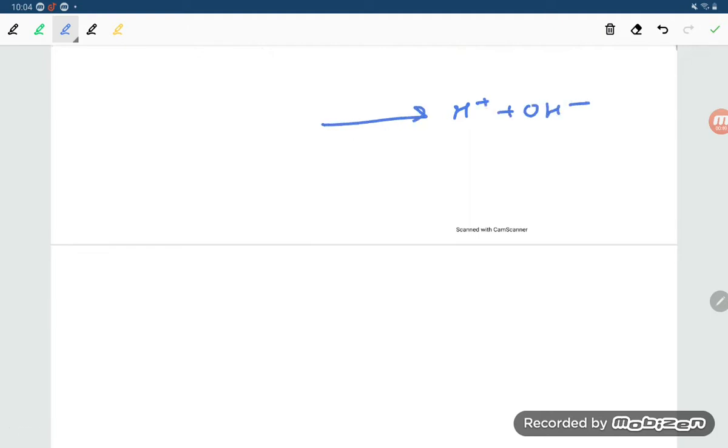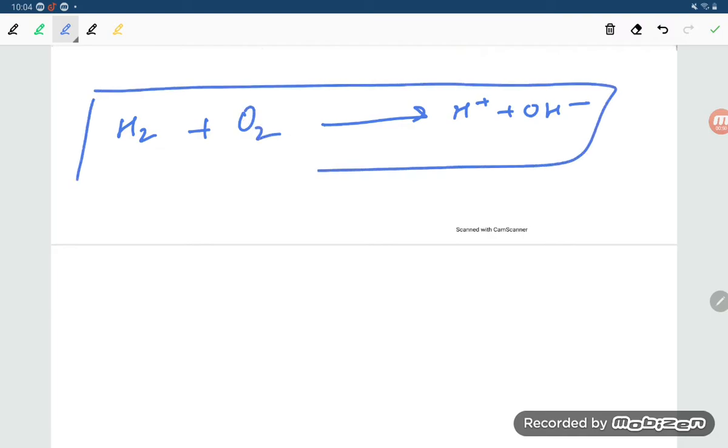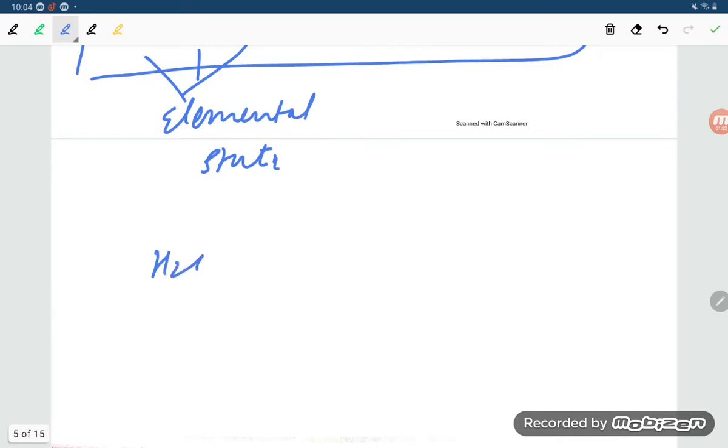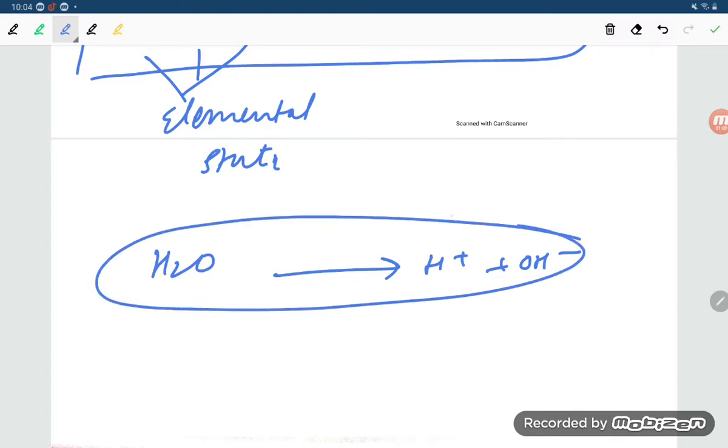What is the elemental state? The elemental state of hydrogen is H2 and the elemental state of oxygen is O2. So from where are you forming the ions? From the elemental state. This is known as the elemental state, that we have to keep in mind. But if you are doing H2O to H plus and OH minus, this is not the correct one, students.